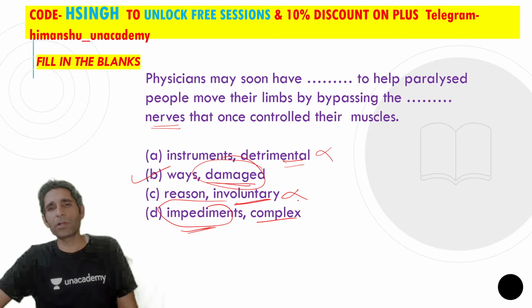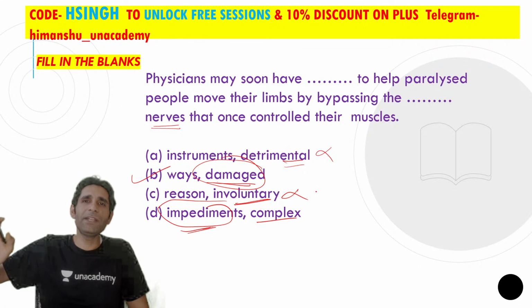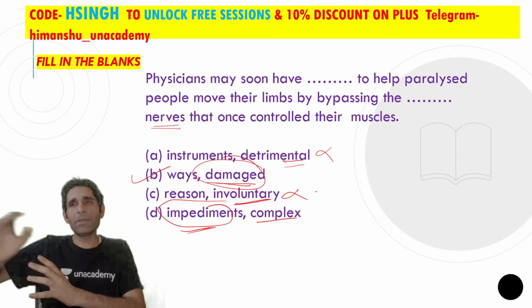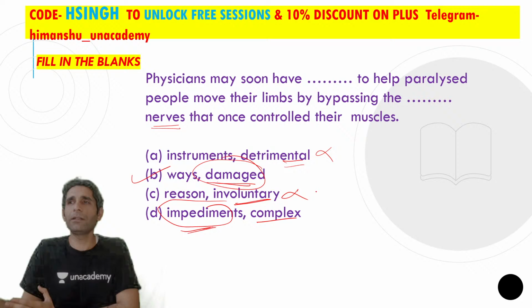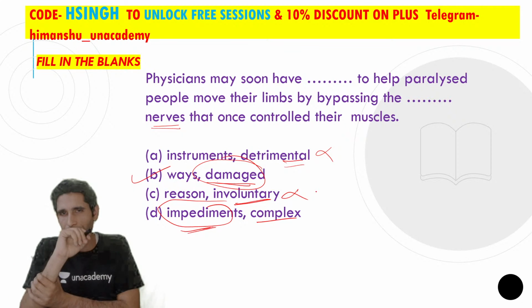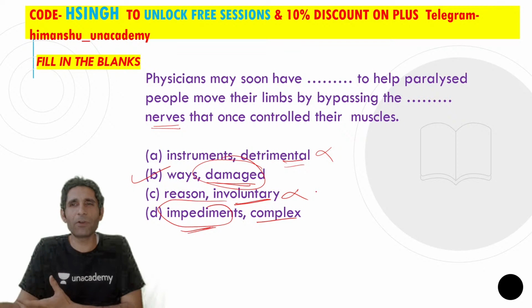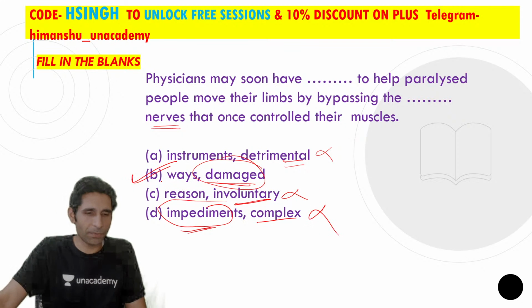Impediments का मतलब होता है blockages, and there's nothing like complex nerves. See, what happens in paralysis? In paralysis, some of the nerves get damaged. अभी उन damaged nerves को अपन replace करते हैं, ठीक है, एक तरीका निकालते हैं so that the patient who has damaged nerves which are not working could be helped. Okay, so there is nothing like a complex nerves, and like paralyzed people don't have complex nerves, right? ठीक है, तो ये complex भी अपना wrong हो गया. Answer is B option.